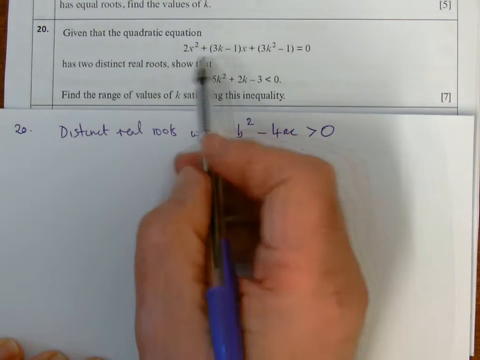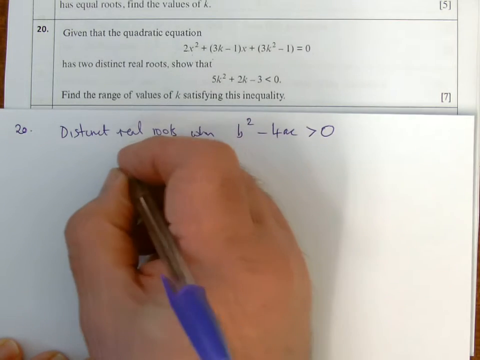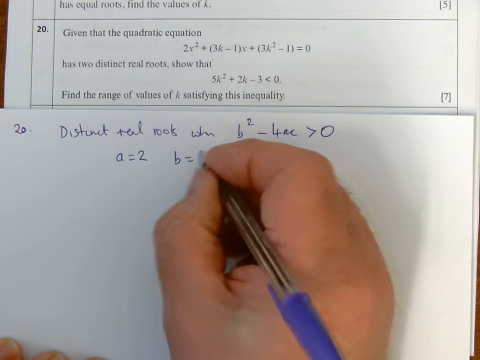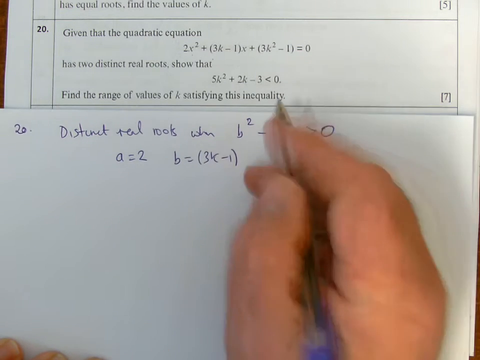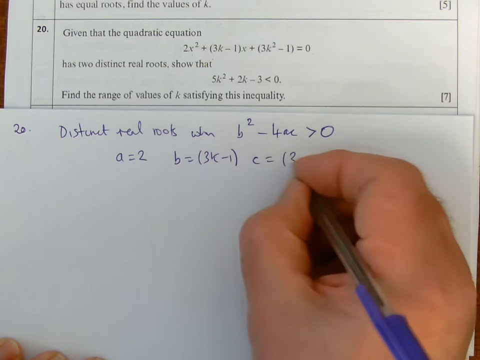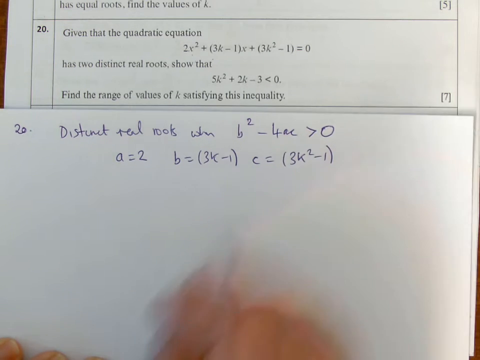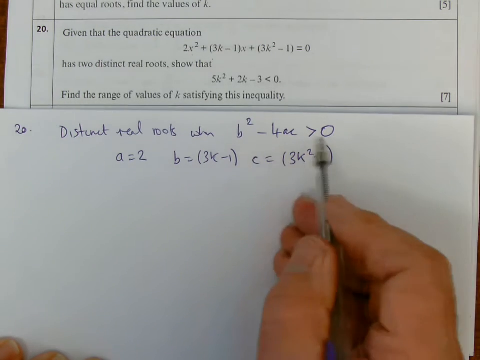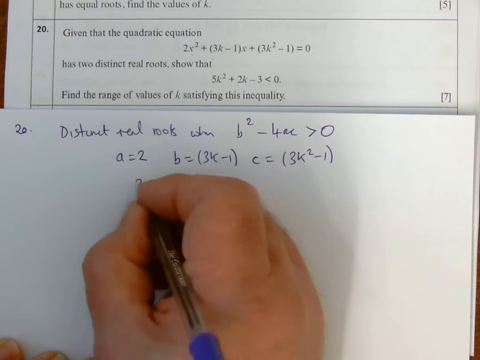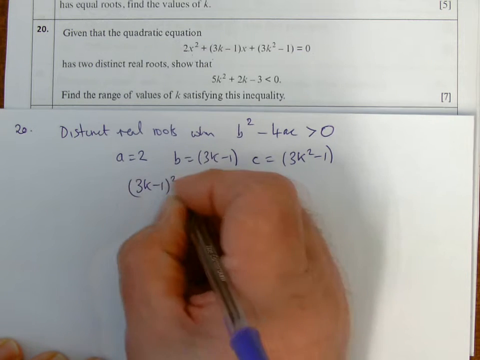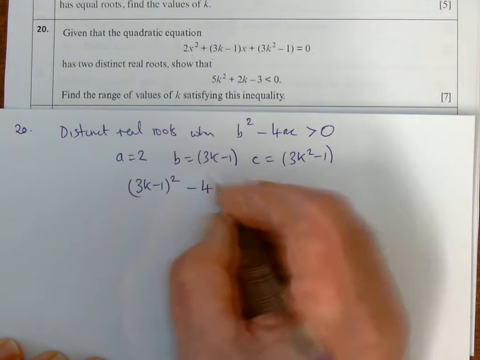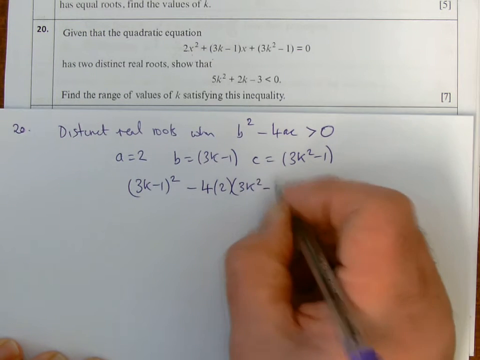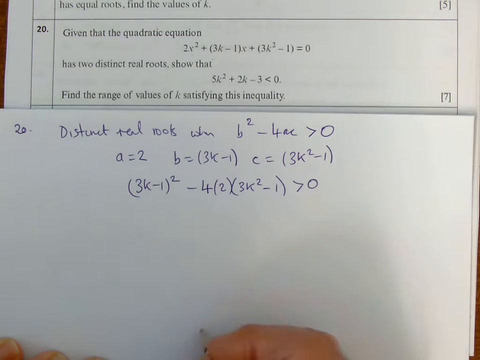So identify a, b and c from the quadratic. A is the coefficient of x squared, so a is equal to 2. B is the coefficient of x, which is 3k minus 1, and c is what's left over, 3k squared minus 1. So substitute these values into the discriminant formula. So b squared, so that's 3k minus 1 all squared, minus 4 times a, which is 2, times c, 3k squared minus 1, greater than naught.